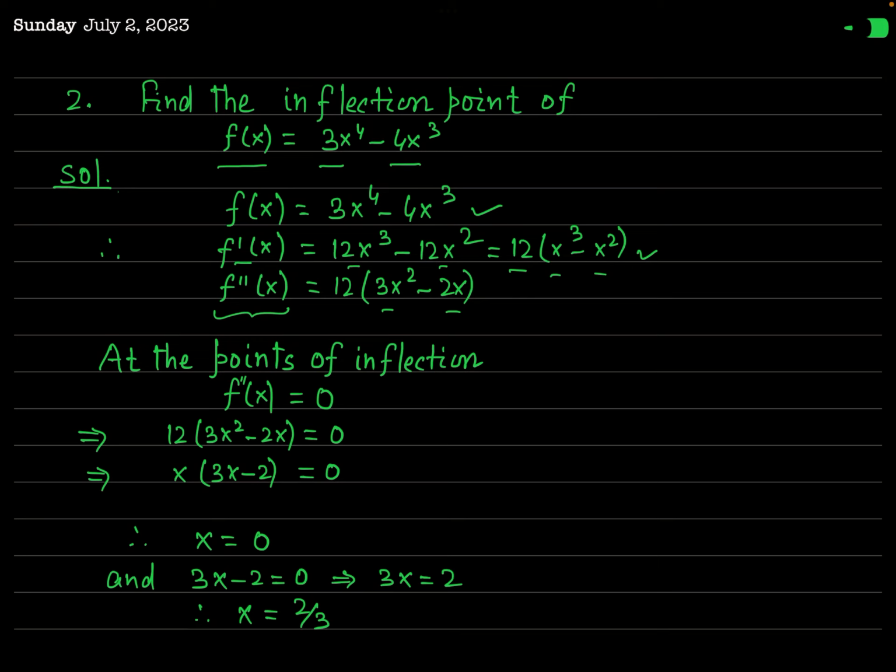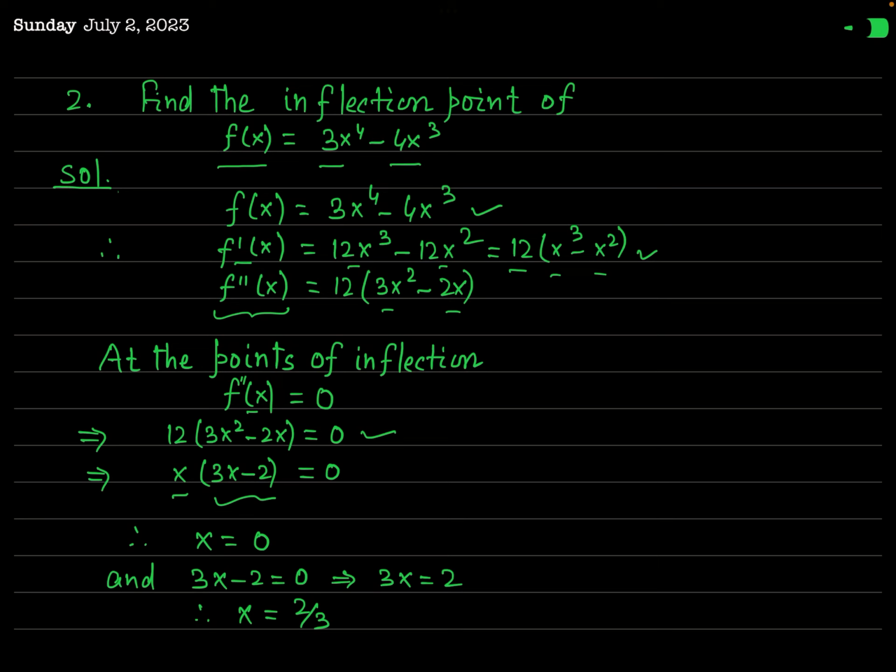Now, as you know, at the point of inflection, this second order derivative is 0. So let us equate this f double dash of x equal to 0. And so you can say that 12 times (3x square minus 2x) equals 0. Since 12 is a non-zero number, the second factor will be 0, and take x as a common factor in the second factor. So x times (3x minus 2) equals 0.